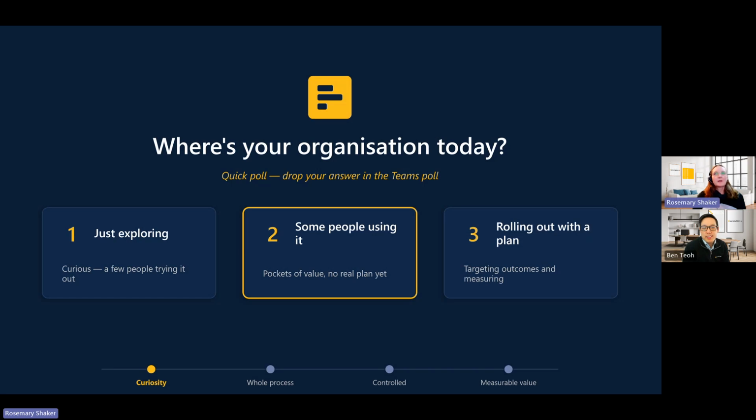Fantastic. So it looks like we've got lots of people at that second stage. Some people are using it, you're getting pockets of value, but you don't have a real plan yet. That's where the majority of people are sitting at the moment, which is good because this is what this presentation is all about. So hopefully we can have more of those people move to a plan.